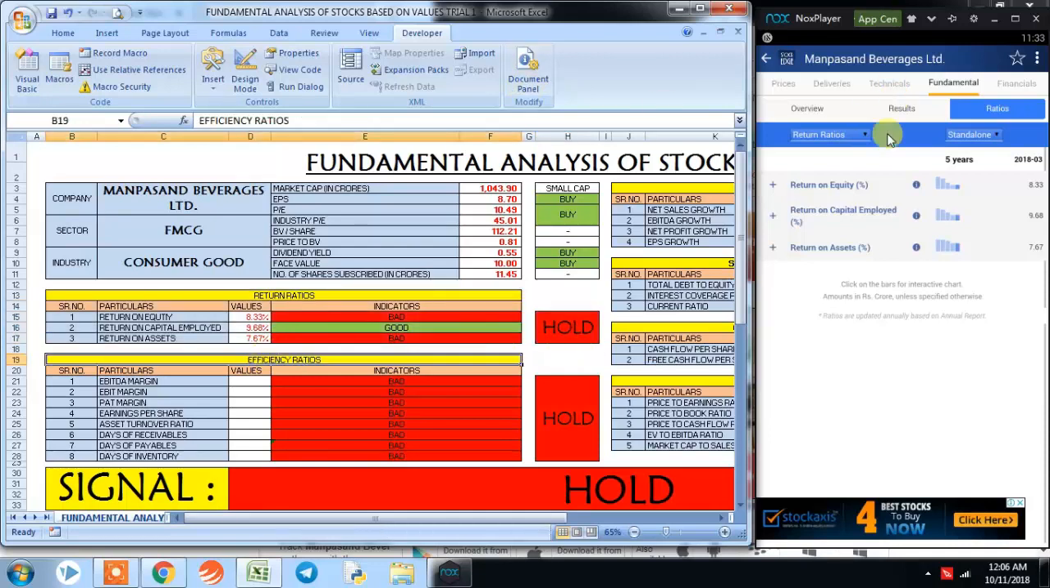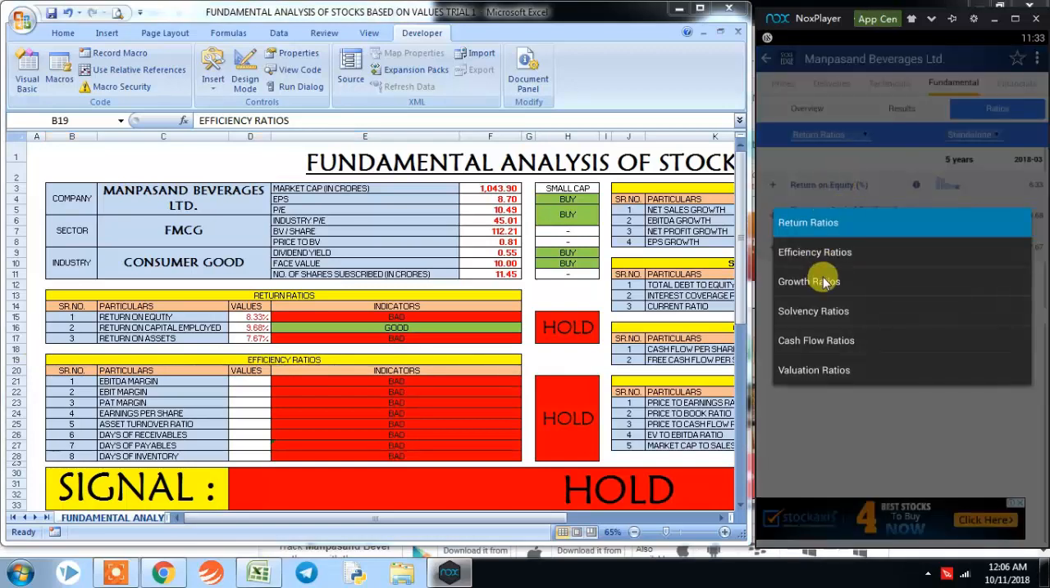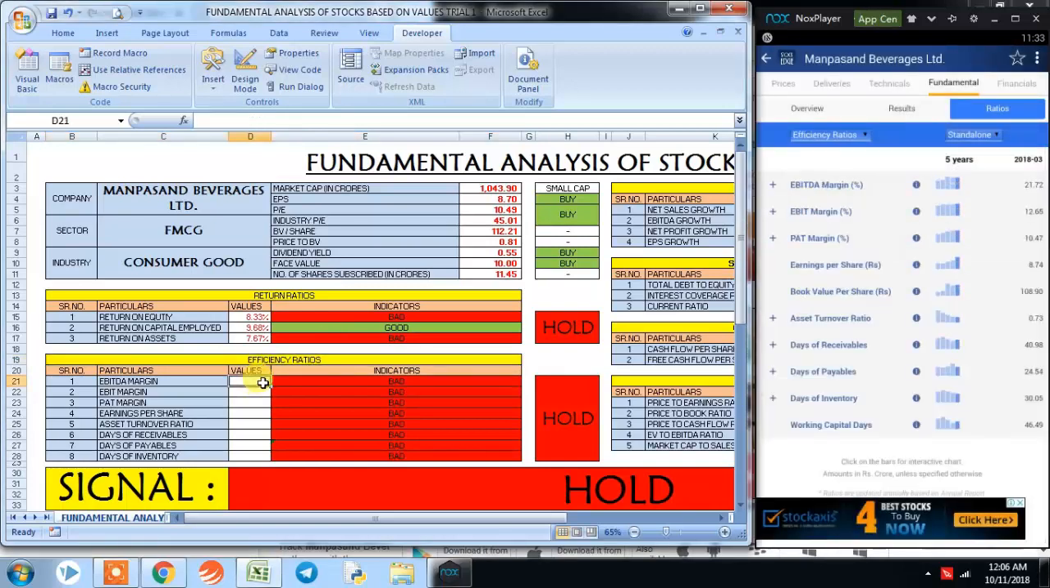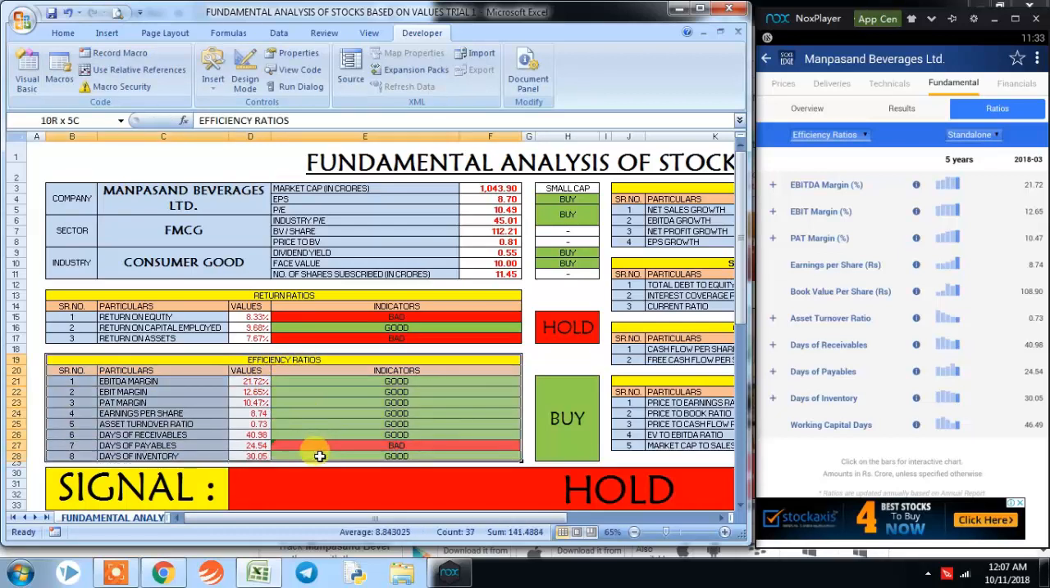Now coming on to efficiency ratio, the first is EBITDA margin, which is 21.72. EBIT margin is 12.65. PAT margin is 10.47. Earning per share is 8.74. This is a trailing EPS. Asset turnover ratio is 0.73. Days of receivables is 40.98. Days of payables is 24.54. Days of inventory is 30.05. So overall efficiency ratio has given us a signal to buy this stock at this point of time.